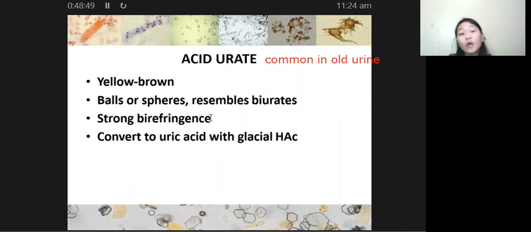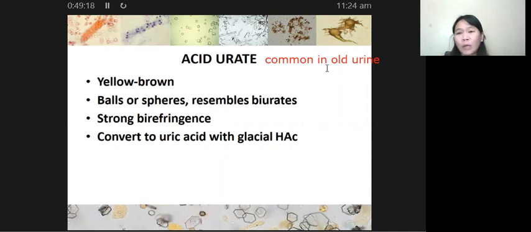Okay, so how are we going to differentiate it from your ammonium biurate? Of course, number one ay pH. Kasi ang acid urate, okay, ang acid urate po ay nasa acidic pH po yan. Okay, o baka malito kayo ha, ma'am, akala ko ba common siya sa old urine? Eh di ba pag old urine, tumataas yung kanyang pH, nagiging alkaline siya.